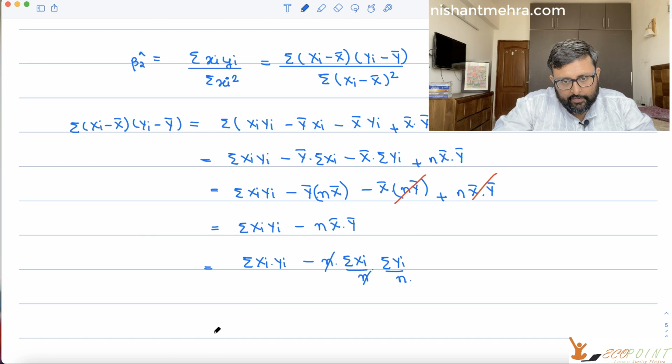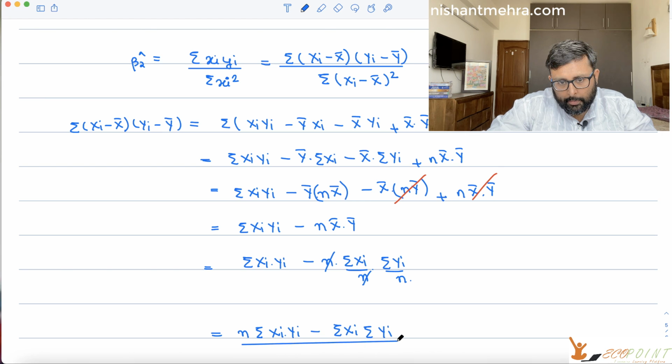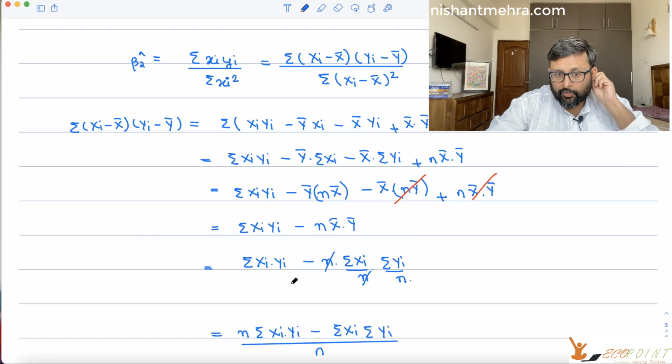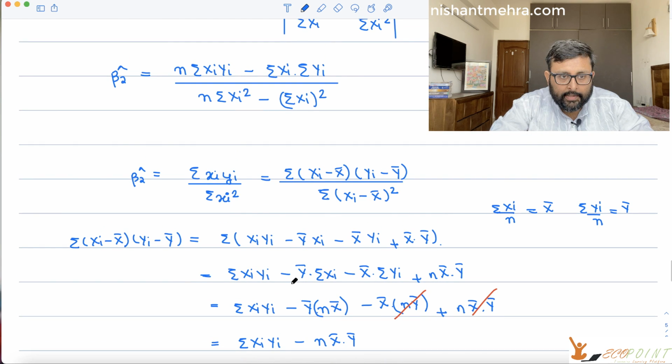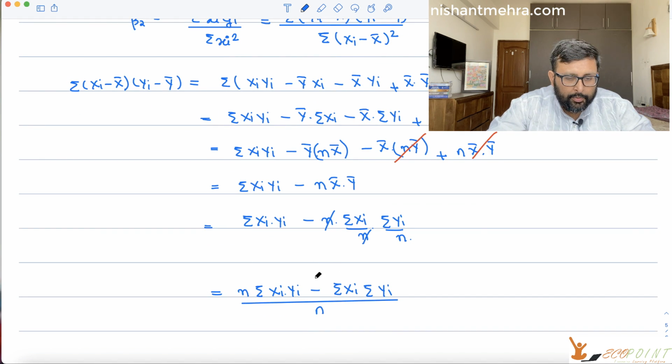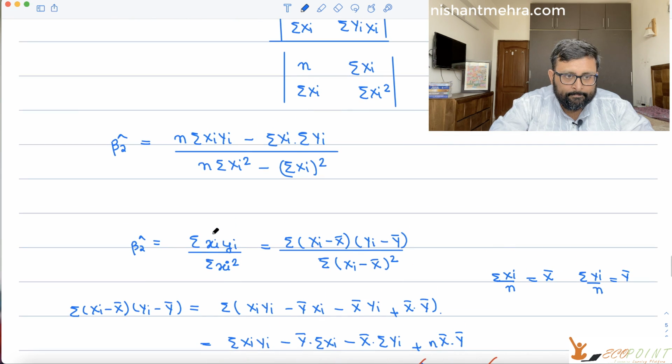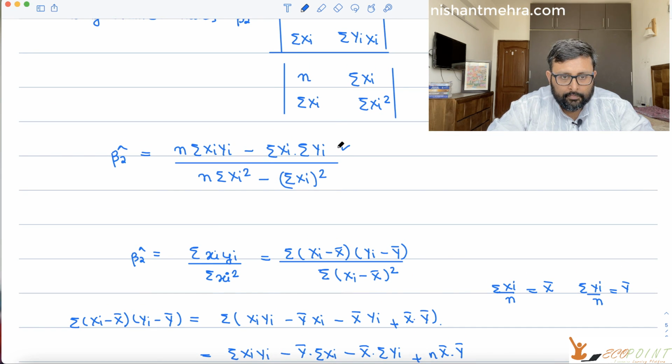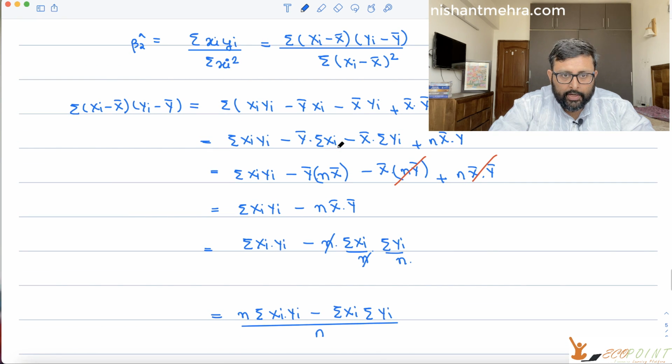So this n and n will get cancelled out. And this is n summation xi yi minus summation xi yi, whole upon n. Just wait for a while because this will get cancelled later on. But if you look at the numerator of this, it looks like this guy only. Now let me look at the denominator here.